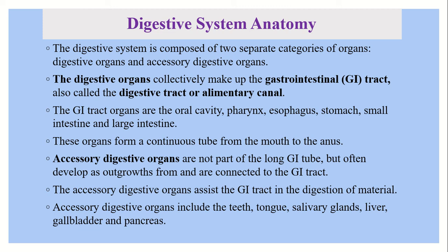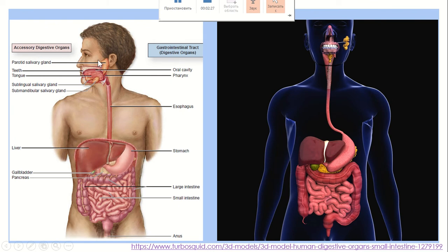But there are the accessory digestive organs, that are not part of the long GI tube, but often developed as outgrowths from and are connected to the GI tract. These organs assist the GI tract in the digestion of materials. The accessory digestive organs include the teeth, tongue, salivary glands, liver, gallbladder, and pancreas. This slide illustrates the anatomical structure of the GI tract organs and accessory organs. Here you see the oral cavity, the esophagus, then the stomach, small and large intestines, with the liver, pancreas, and salivary glands. Here also is a very nice illustration.